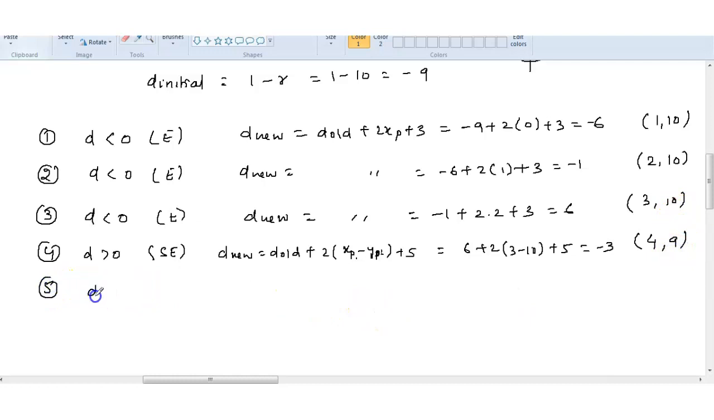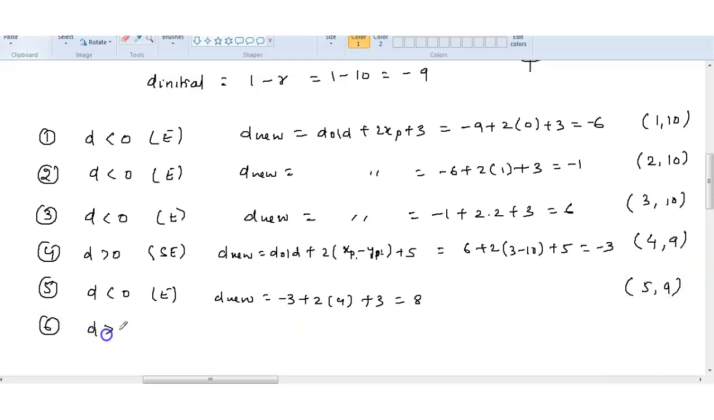Next, for the d, again we got it less than 0. So again we have to choose the east condition. So d new is equal to again d old plus 2xp plus 3: minus 3 plus 2 into xp plus 3. So 8 plus 3 is 11, minus 3, which is 8, and we can write this one, x increment, y no changes.